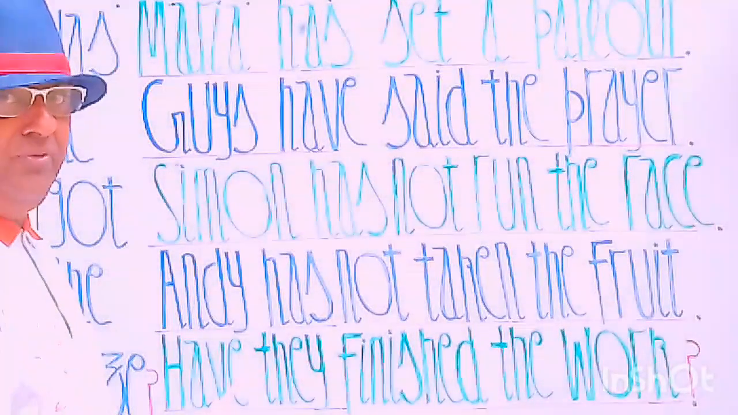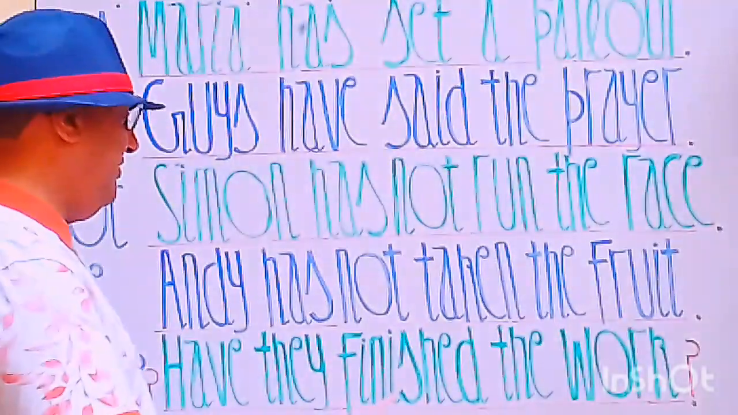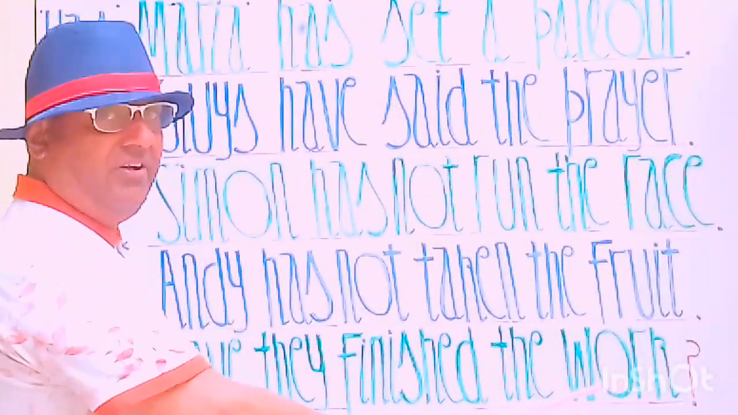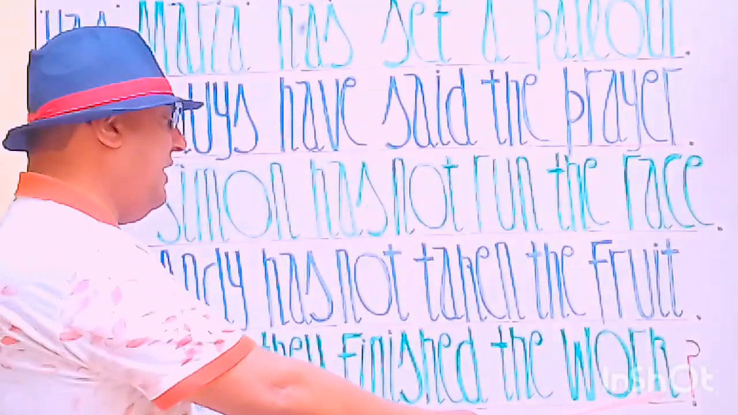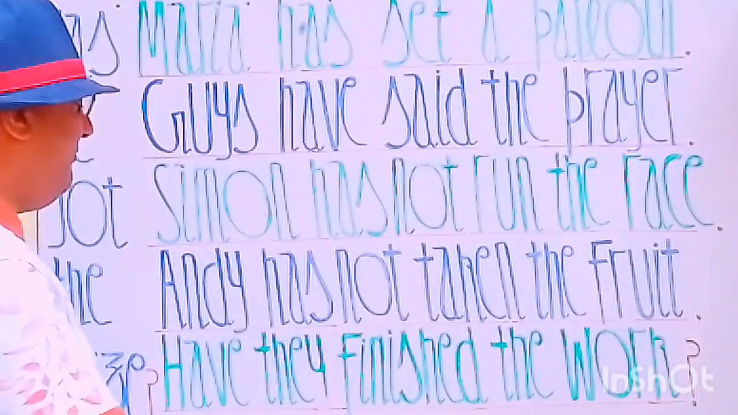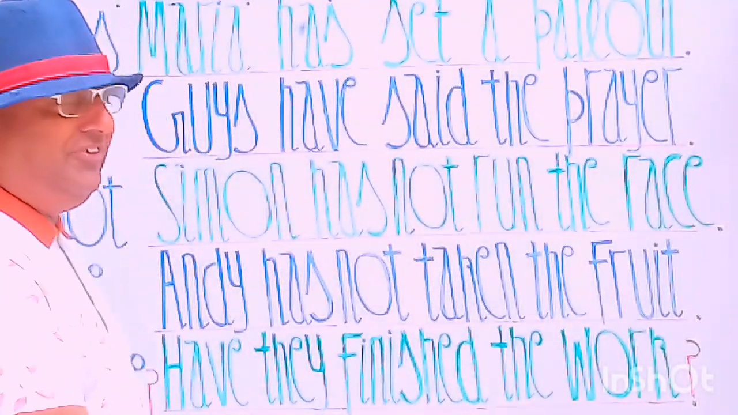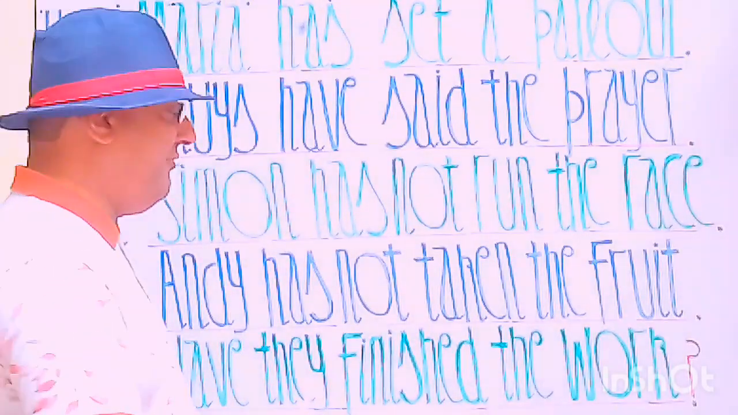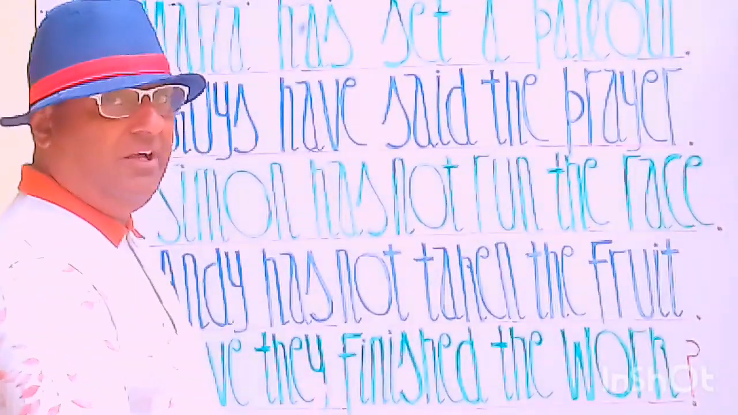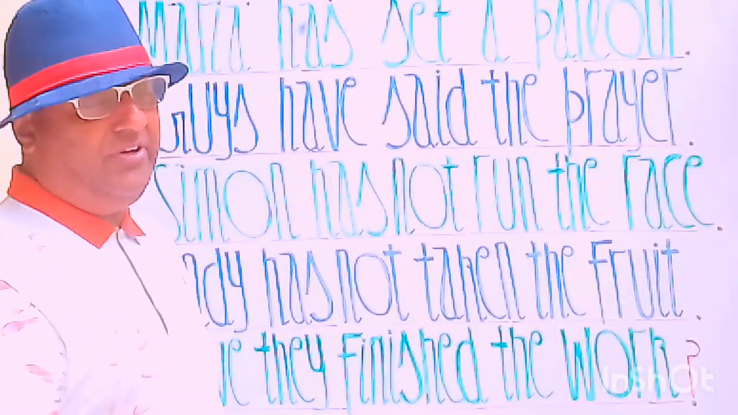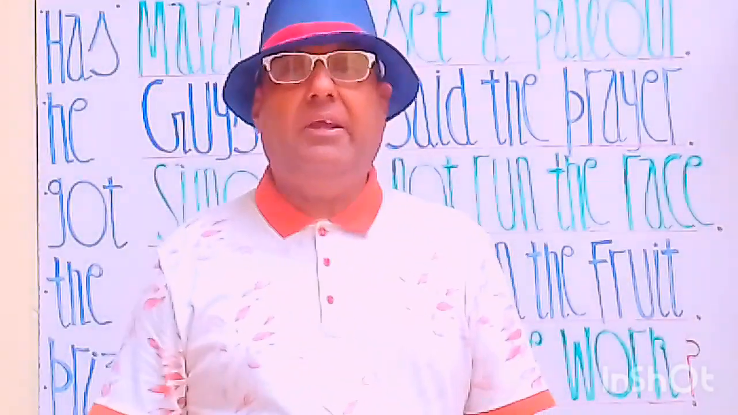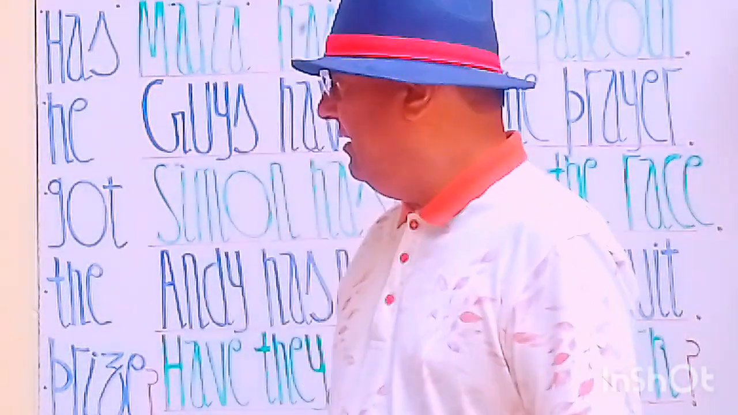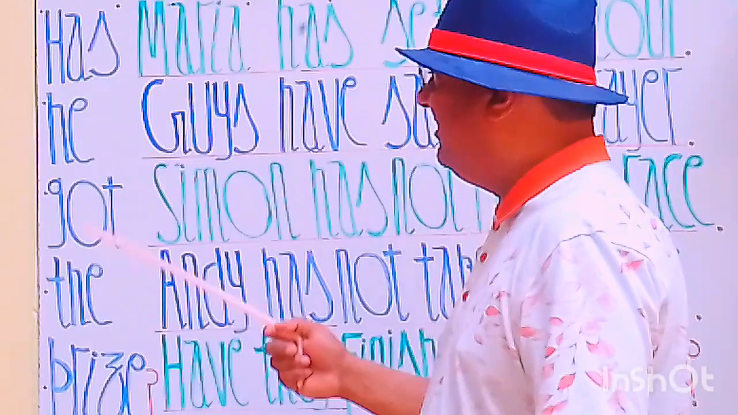They is a pronoun and a subject. Finished is a third verb form, and the work is an object. And interrogative sign. Have they finished the work? Kya woh kaam khatam kar chuke hain? Have they finished the work? A beautiful interrogative sentence statement in present perfect tense. Let's see the next statement.